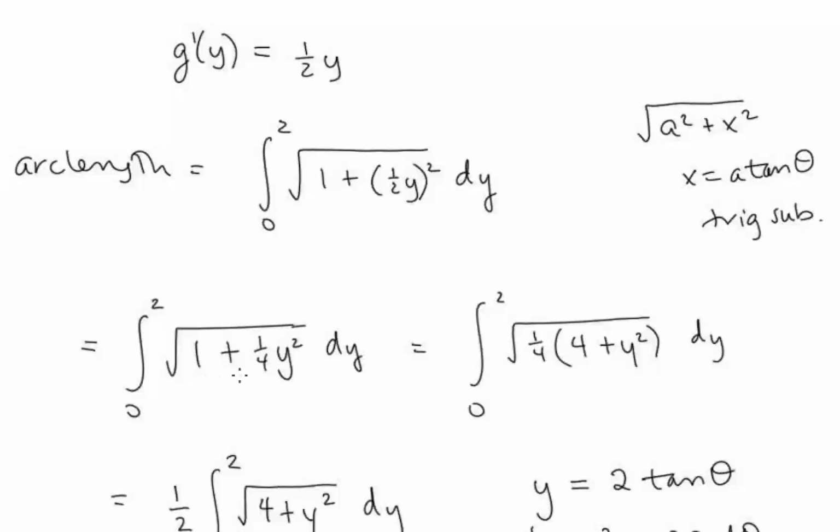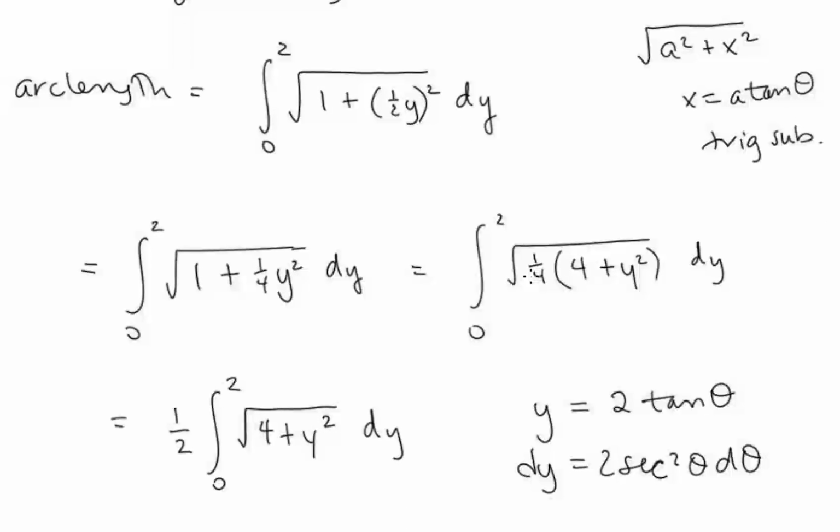And I think it would be convenient to get rid of the fraction inside the radical. So let's factor a 1/4 from under the radical. So we have radical 1/4 parentheses 4 plus y squared. And this 1/4 under the radical can be pulled outside of the radical as a factor of 1/2. So now we've got this 1/2 outside our integral, and now we have something that looks much easier to deal with. We have 4 plus y squared under the radical. And so let's let y equal 2 tan theta. And then dy would be 2 secant squared theta d theta.